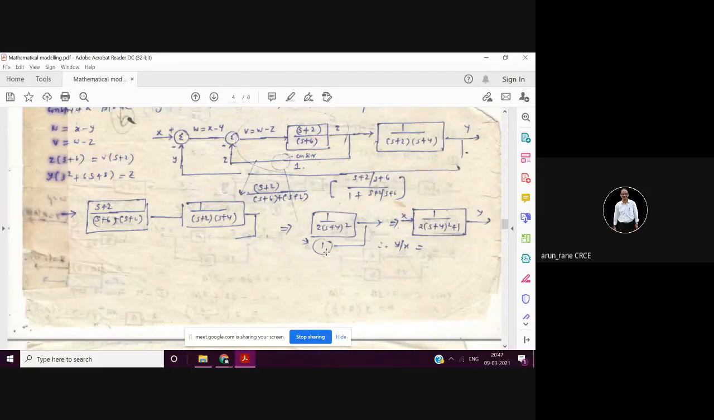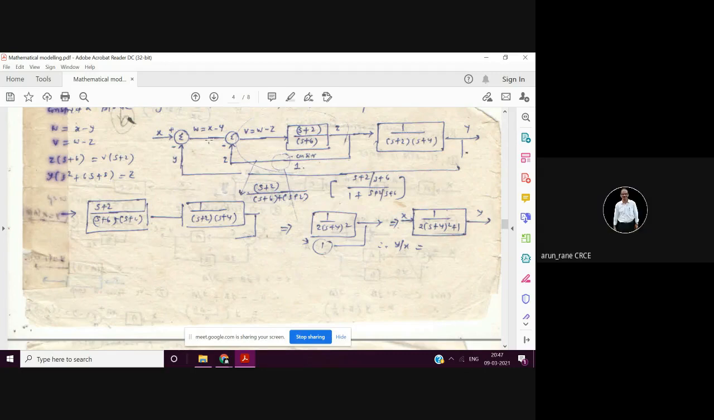Either you do it today itself or tomorrow itself, otherwise you will forget. You understood this? Sir, after multiplication, I didn't get one point. Sir, between V is equal to W minus Z, and that part went away because of the takeoff. See, here we have applied one rule, two blocks in parallel.